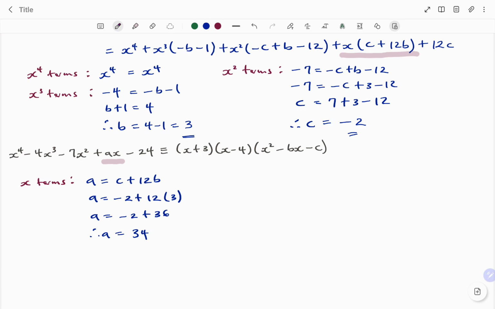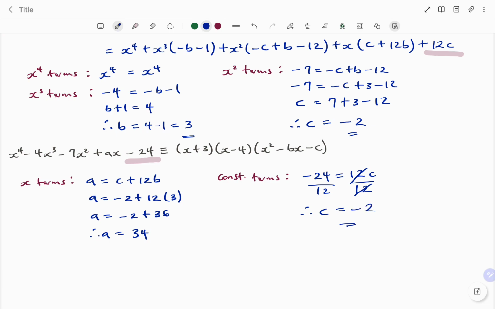Looking at the constant terms, I'm going to erase what we have here in our expansion and move to the constant terms. We have minus 24 and 12c. So rewriting that, we have minus 24 equals 12c. We're no more using coefficient because that's the last term, a constant. Dividing both sides by 12, 12 and 12, 1. Therefore, the value of c equals minus 24 divided by 12. That's minus 2.